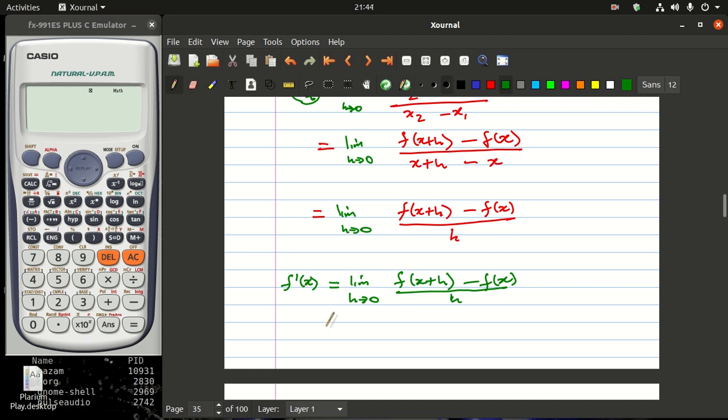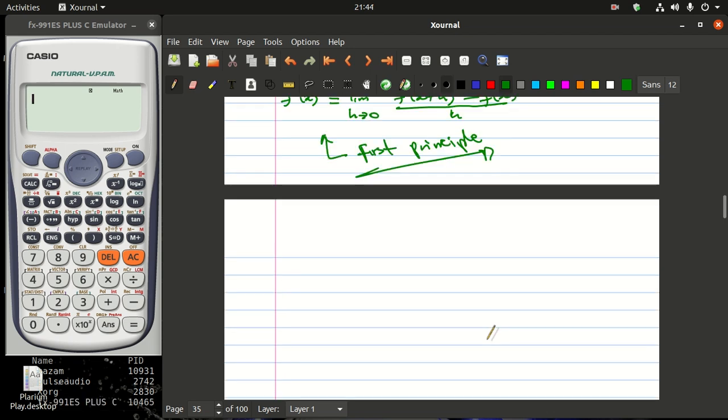And this equation here, we usually call it the first principle of calculus. So now we have discovered so many things. We'll take some examples here.